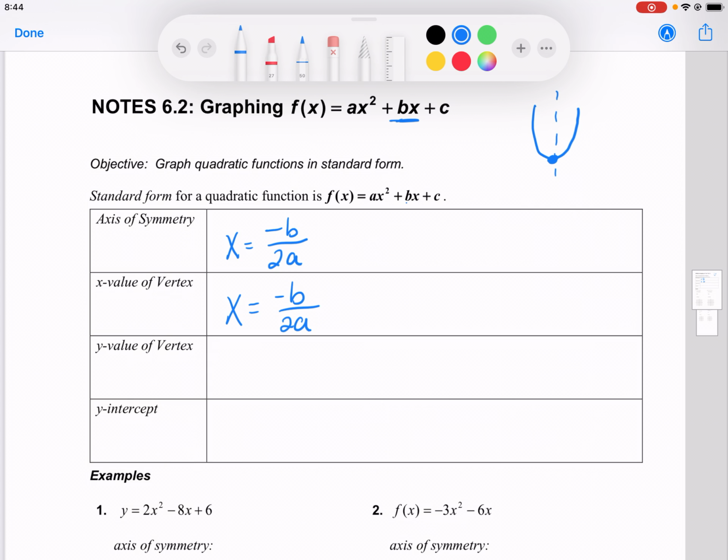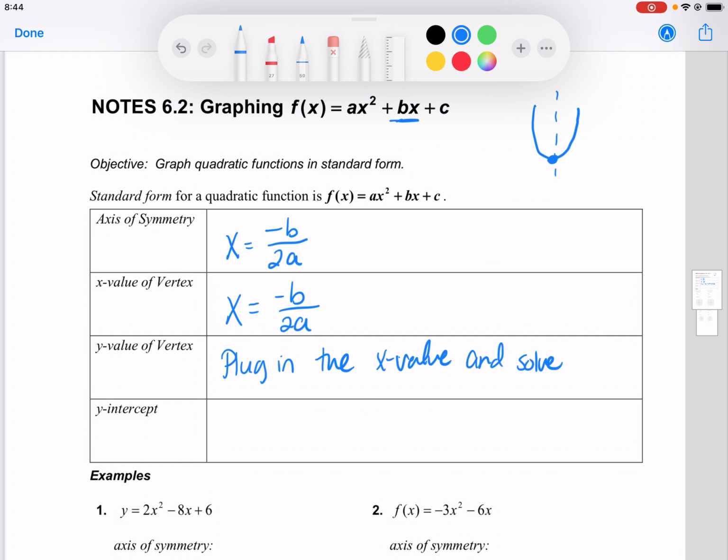To find the y value, you just plug in the x value and solve. Okay, so we're going to plug it into the equation that you have right here and find your y value.